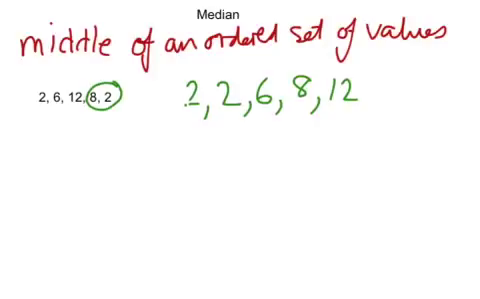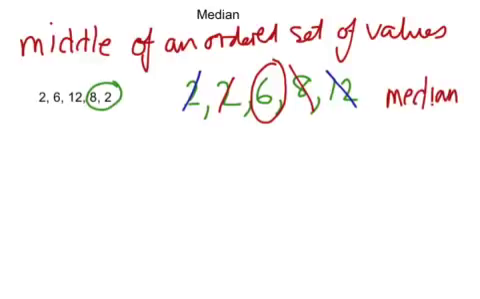And one way of doing that is to cross off as we go along. So take one off each end, take one off each end, until we're left with one number in the middle. So the median is 6. The middle value is 6.